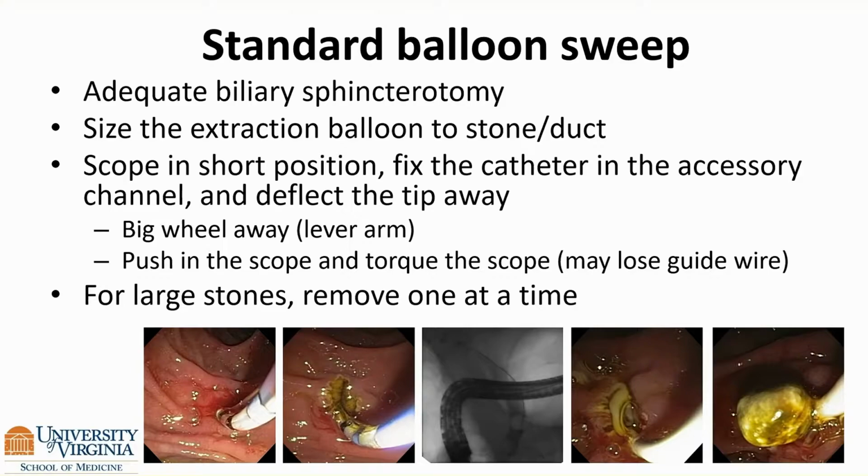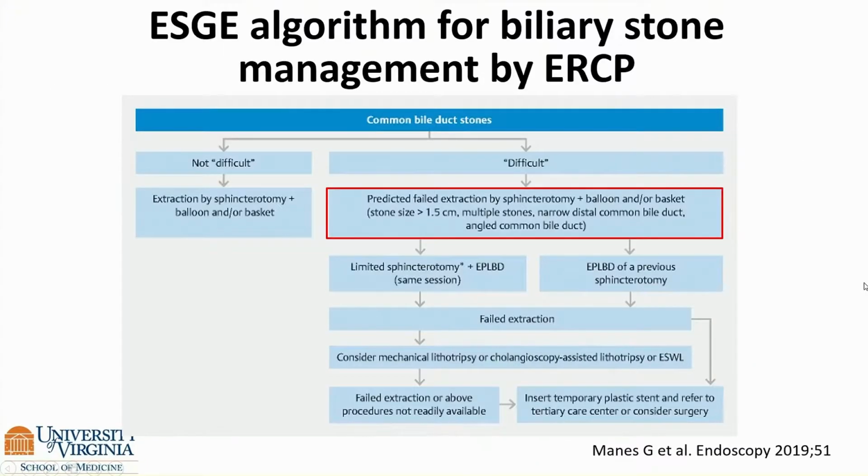This uses the lever arm of the scope to kind of provide traction as well as some fine ability to transmit force. For larger stones, you can push the scope in and torque. However, this more aggressive move may result in guide wire loss. And remember, for large stones, remove them one at a time.